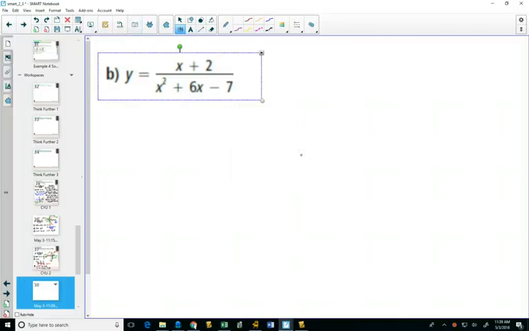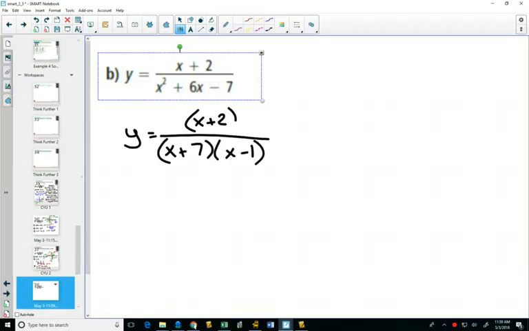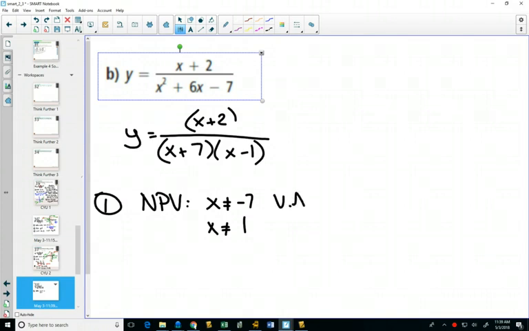Let's look at our second graph. Again, factor first. Step 1, what are our non-permissible values? X can't equal negative 7 and x can't equal positive 1. Do they cancel out? No. So in this case, both of these are going to be vertical asymptotes.